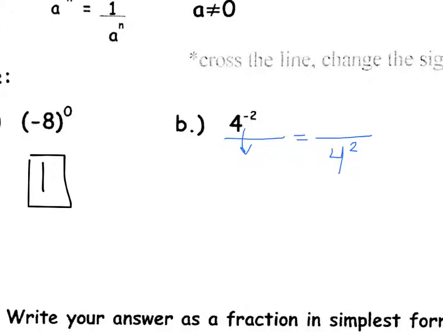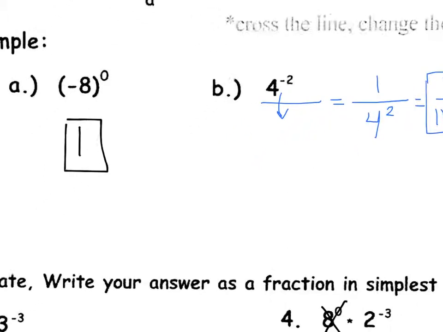Since we have a blank on top, we've already learned this, we fill it with a 1. And then we do any sort of simplifying if we can. In this case we can because we know what 4 squared is. 4 squared is 16. And that is your answer.